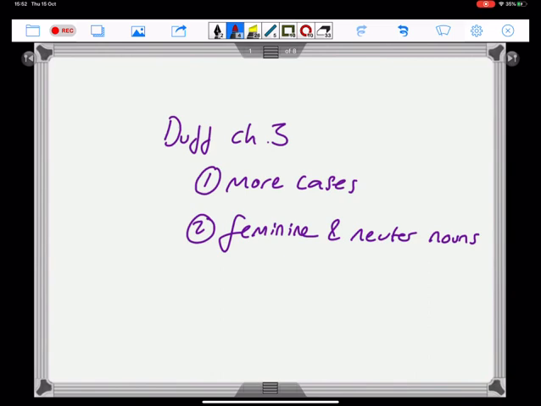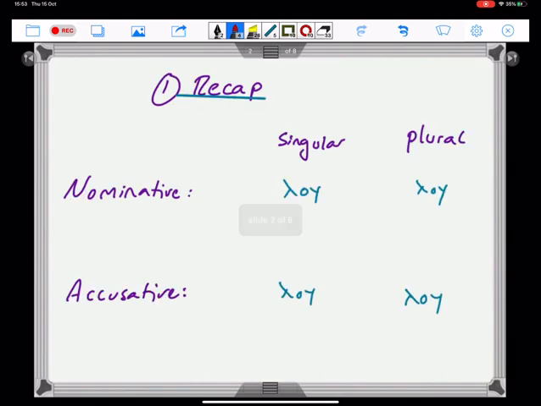We need to think about the two new cases and about the other two genders. First of all, however, a recap. In chapter 2, you met the nominative as the subject of a verb and the accusative as an object. You met the basic noun endings, and you met the article that go with these.